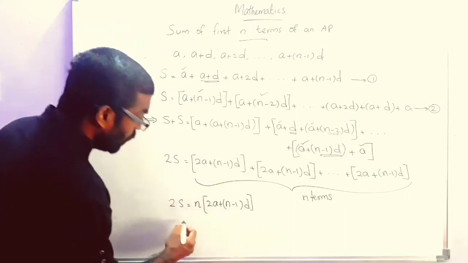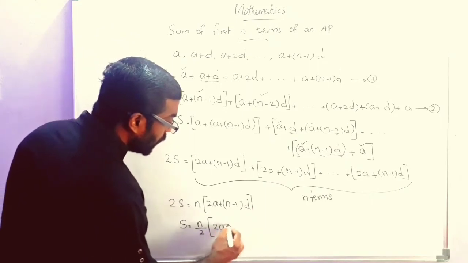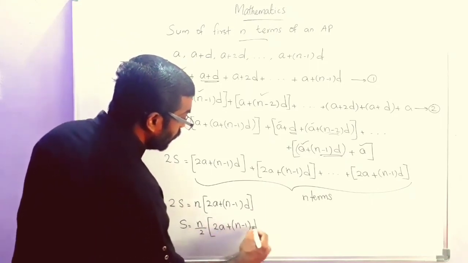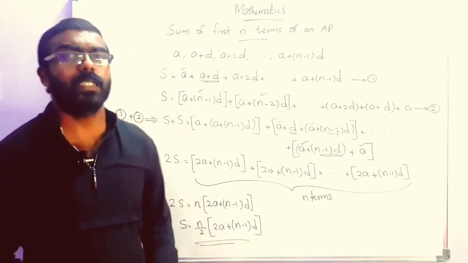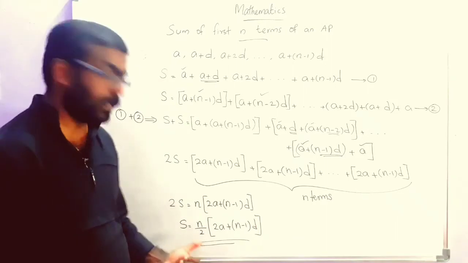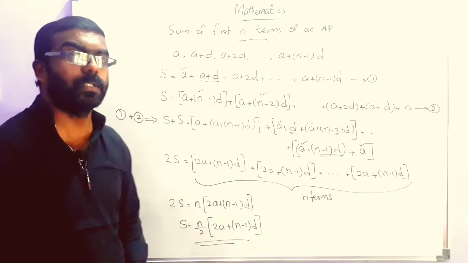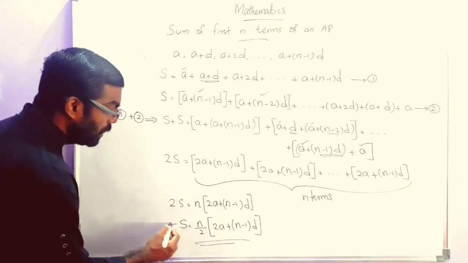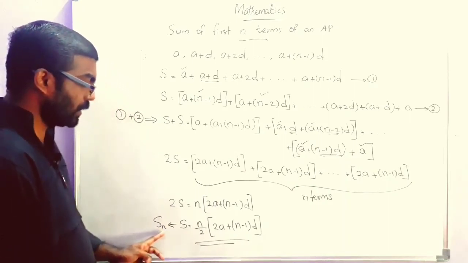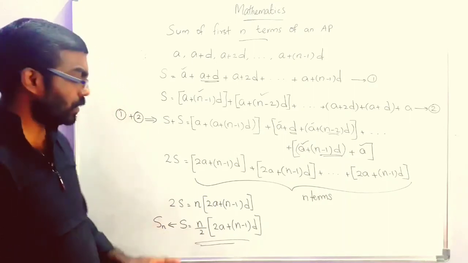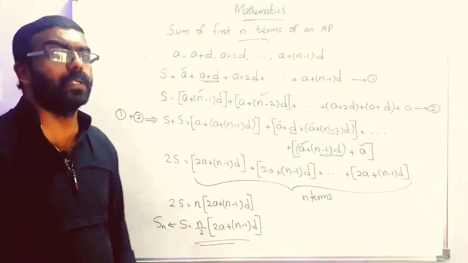Now S is equal to n by 2 into 2A plus n minus 1 into D. So this is the formula to find the sum of first n terms of an AP. S is equal to n by 2 into 2A plus n minus 1 into D. Understood? So this can also be denoted as Sn. Sn means sum of first n terms. Or simply we can write S. S is equal to n by 2 into 2A plus n minus 1 into D.